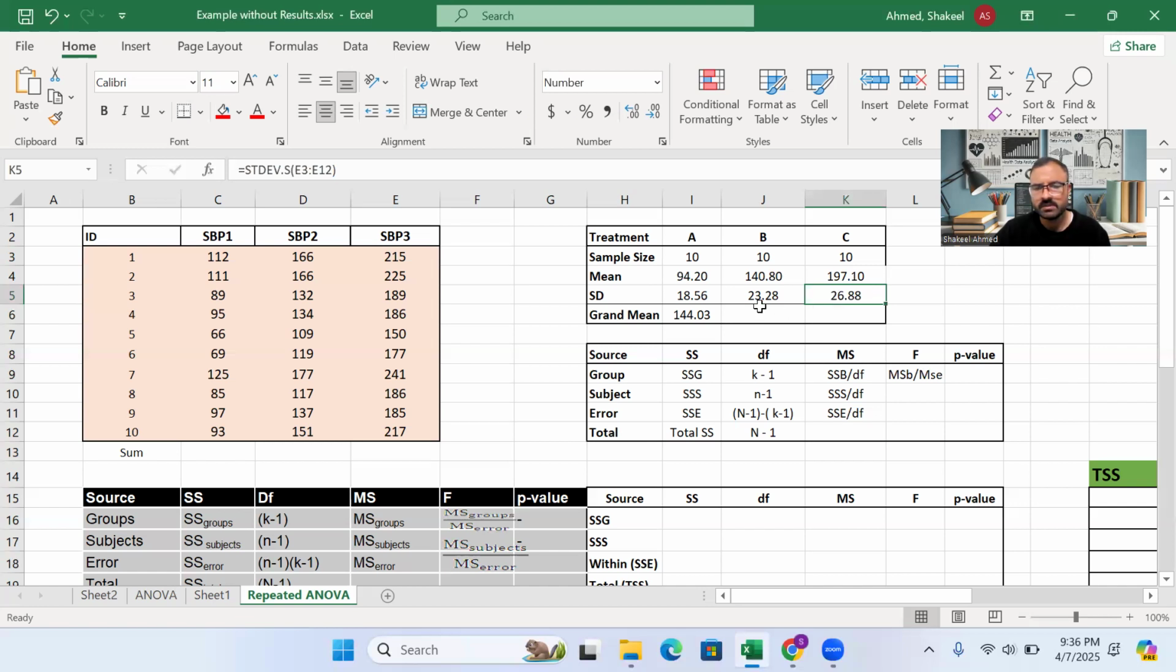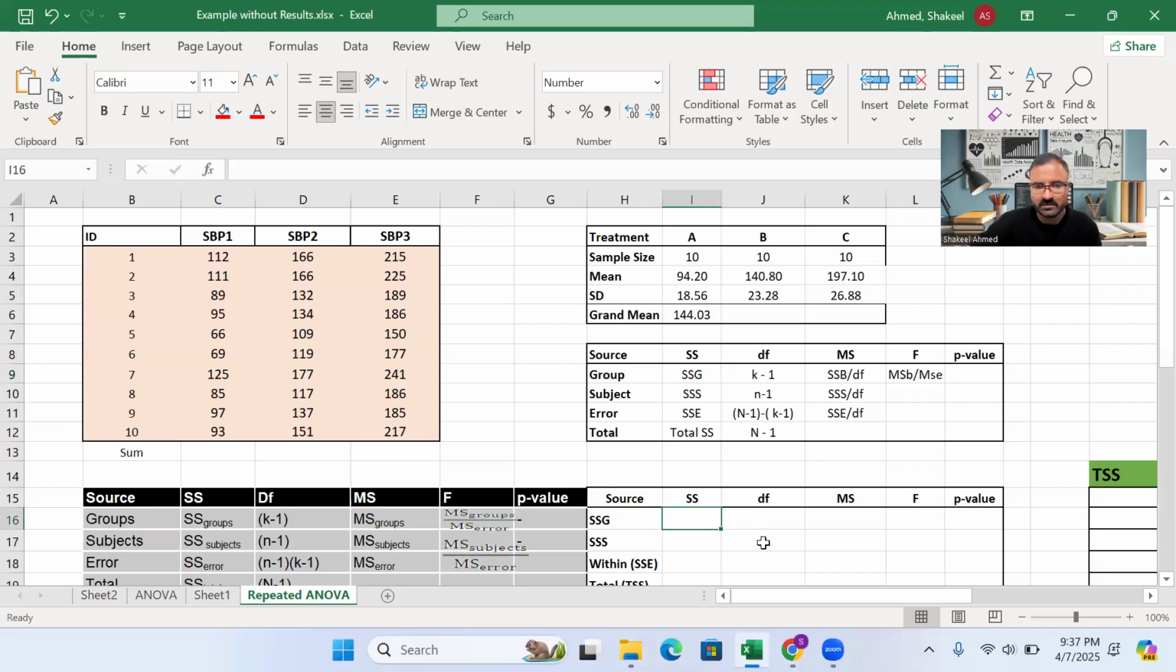So these are the means for the three occasions, and these are the standard deviations. And basically here the assumption is that the differences should follow a normal distribution. We don't need the normality of the within-group data. So we need to find the between group variation, the between subject variation, and then the within variation, that is called the error sum of square.